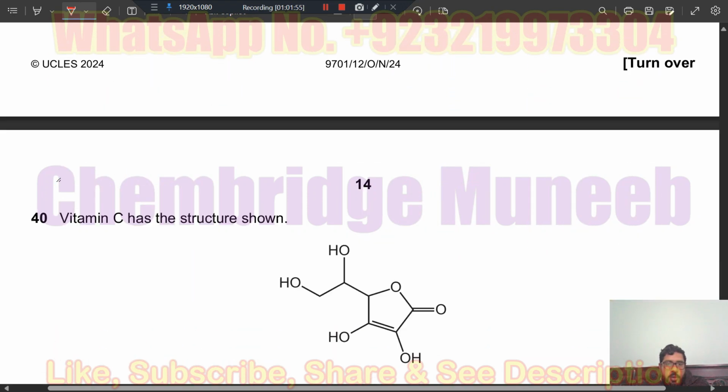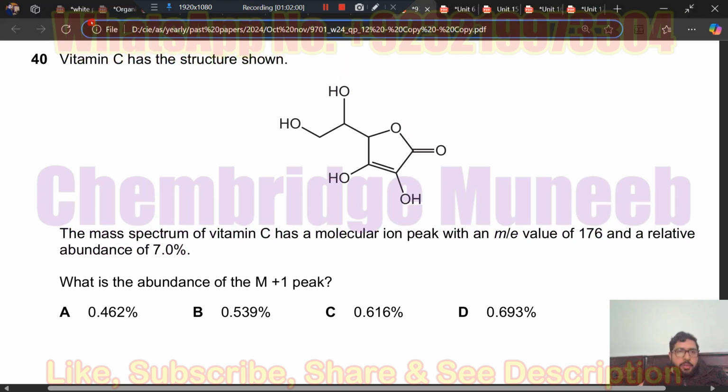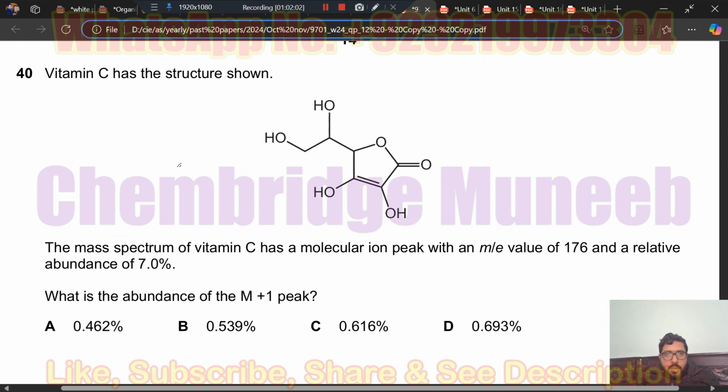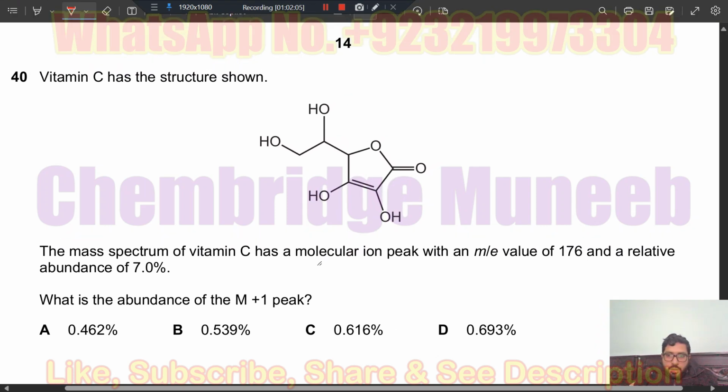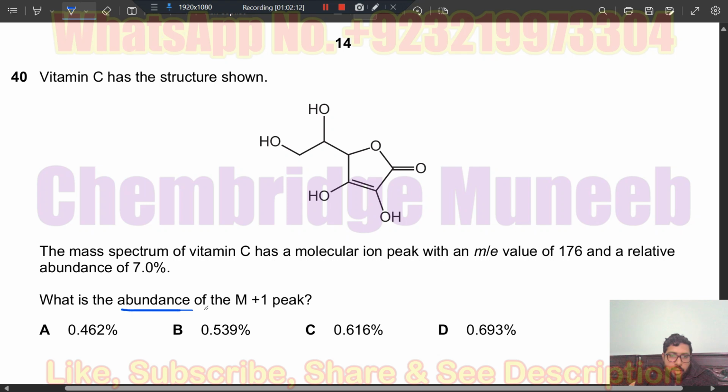Now question number 40, and this is a question from analytical chemistry, especially mass spectrometry. Now here we are given some values from which we have to calculate the abundance of the M+1 peak. We have this molecular ion peak, which is considered as the M+ peak. The M+1 peak is given here. The mass spectrum of this compound is given. We have to find the M+1 peak abundance.